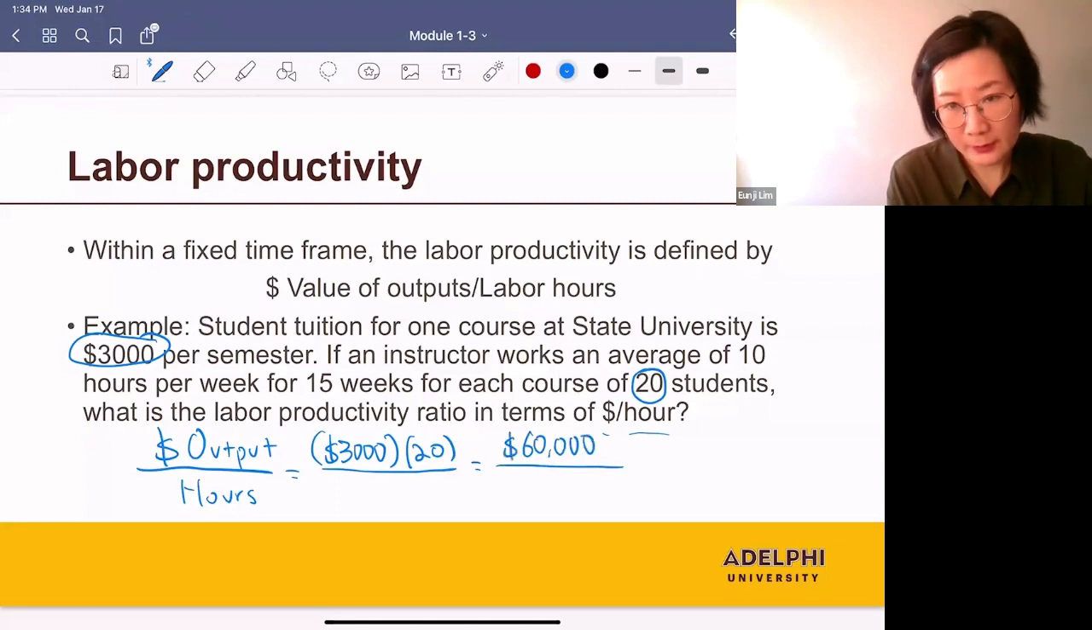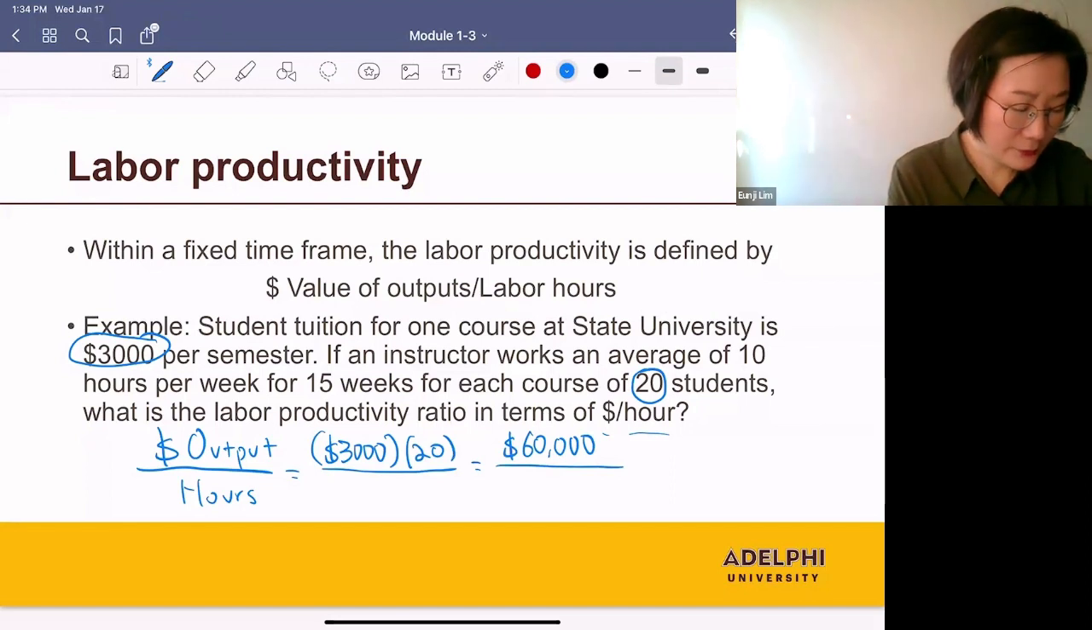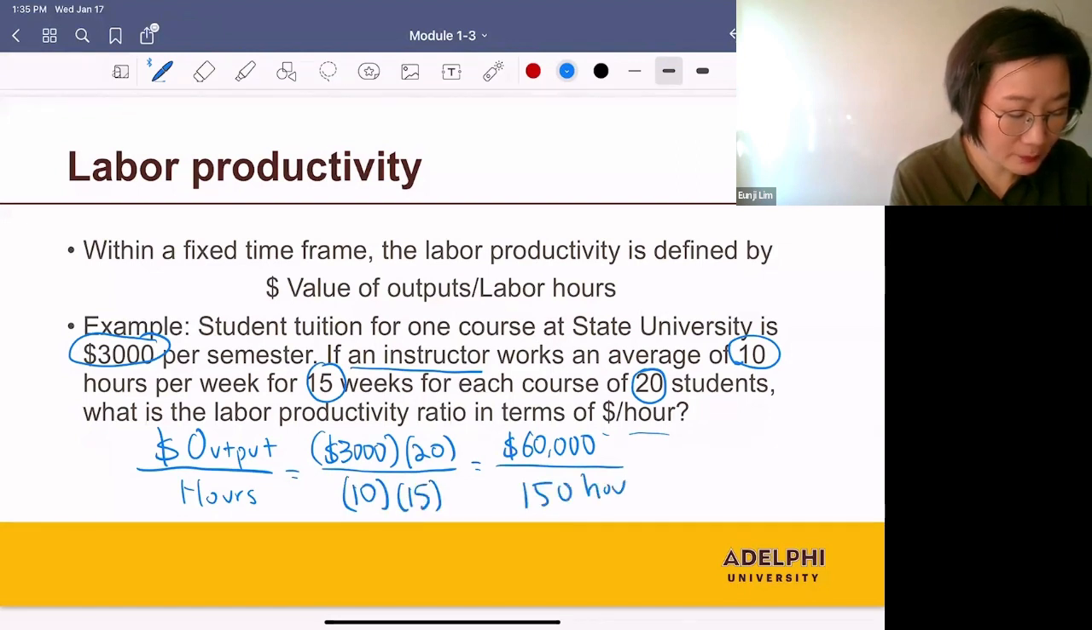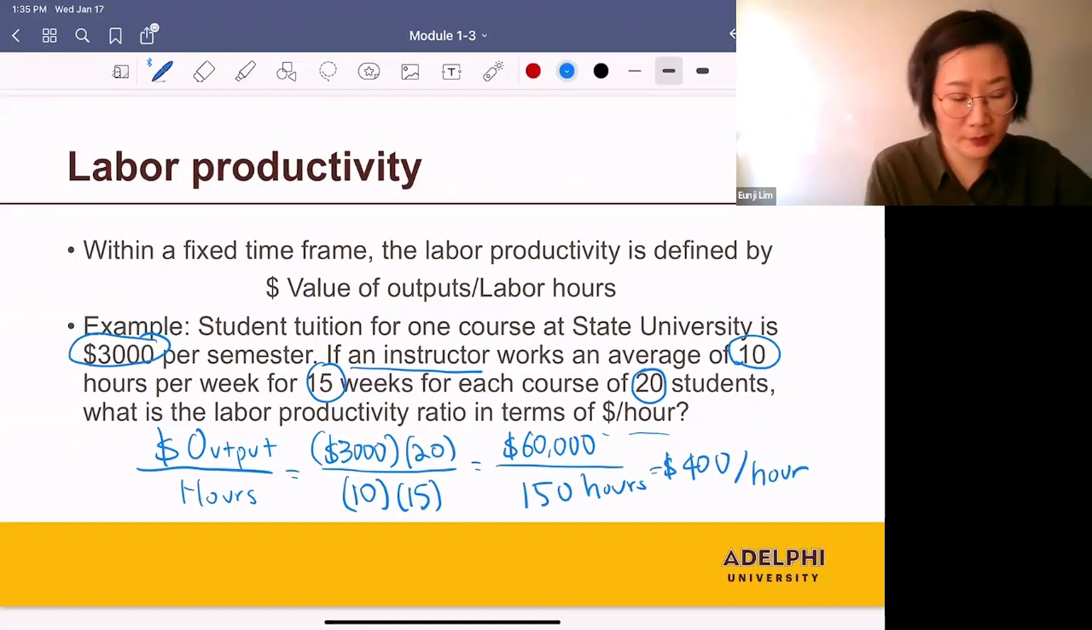What's the input? What's the total labor hours? There is an instructor. She works 10 hours a week and for 15 weeks. So 10 hours a week for 15 weeks, that's 150 hours. So the ratio is $400 per hour. So that's the ratio of labor productivity.